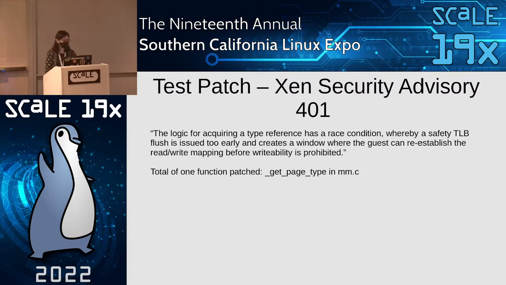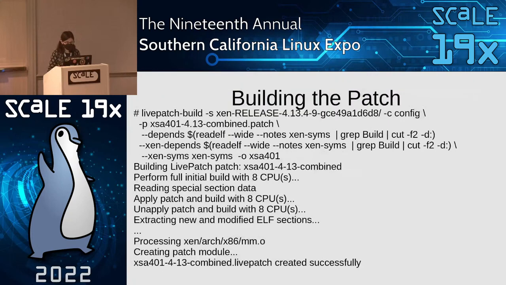So for the test patch, I decided to do an actual security patch, Xen Security Advisory 401, where there was a race condition whereby a safety TLB flush is issued too early. In any case, I picked this because there was a total of one function patched, get_page_type in mm.c.